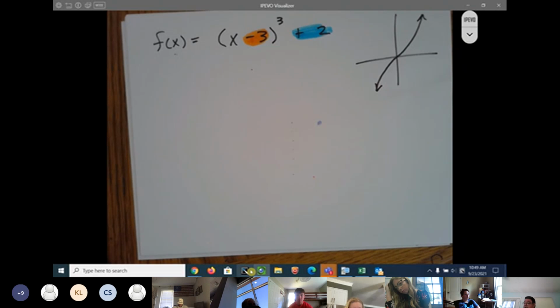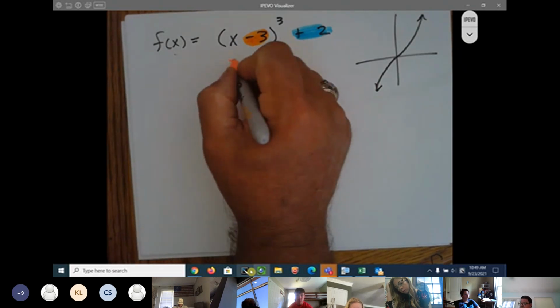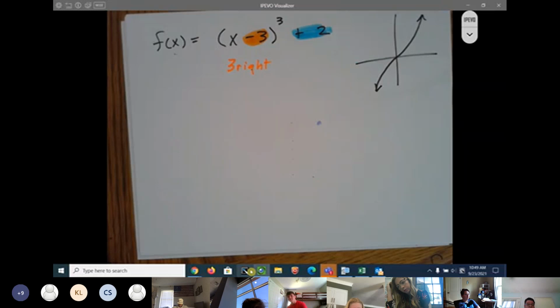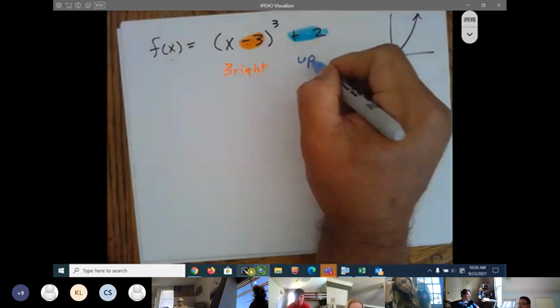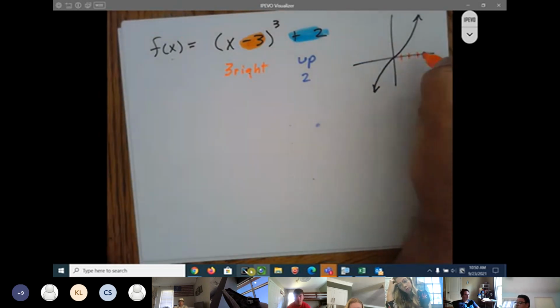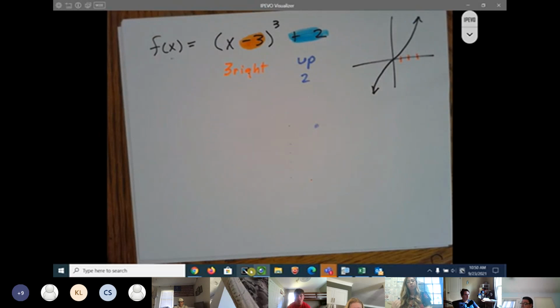The orange 3 is 3 to the what? Left. 3 to the right. It's always the opposite. Remember I told you. It's always the opposite. Y'all not putting 2 and 2 together. And what about the up 2? So we're going to go 3 to the right and up 2.